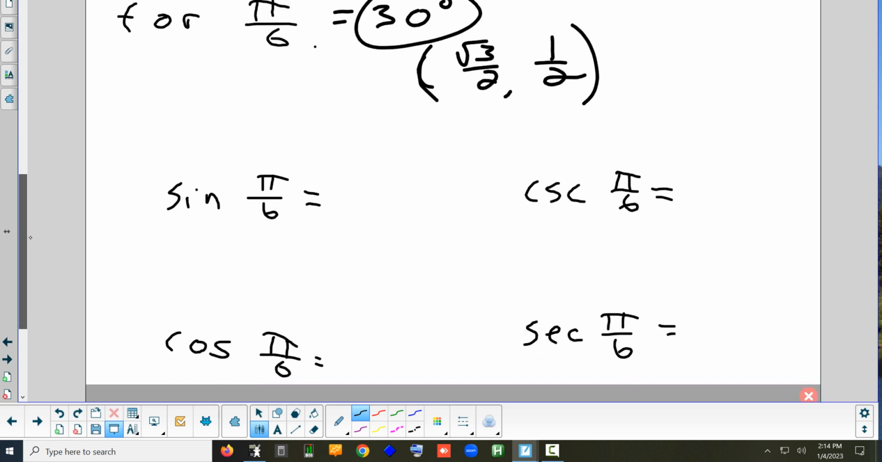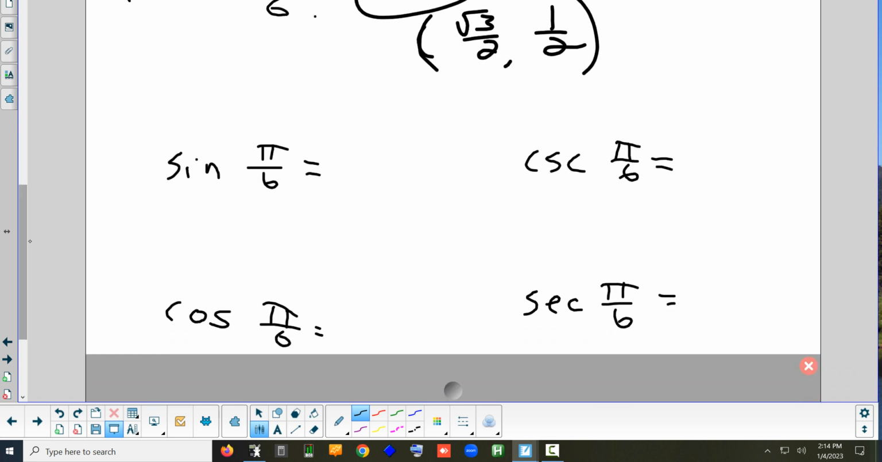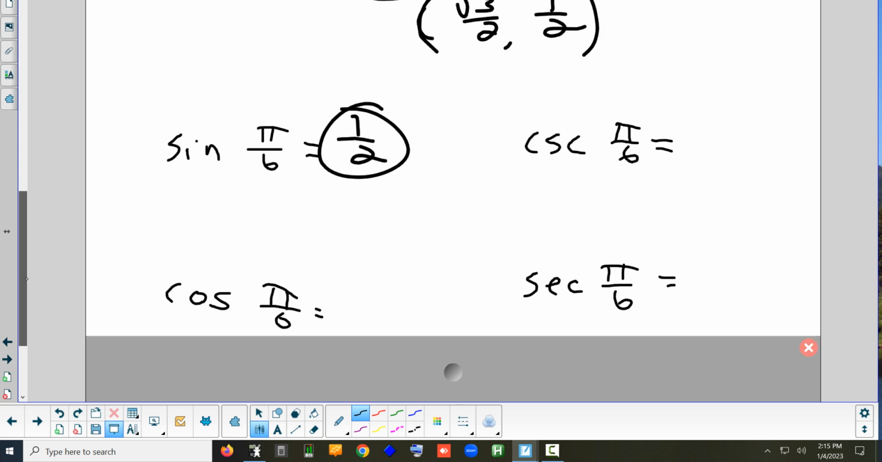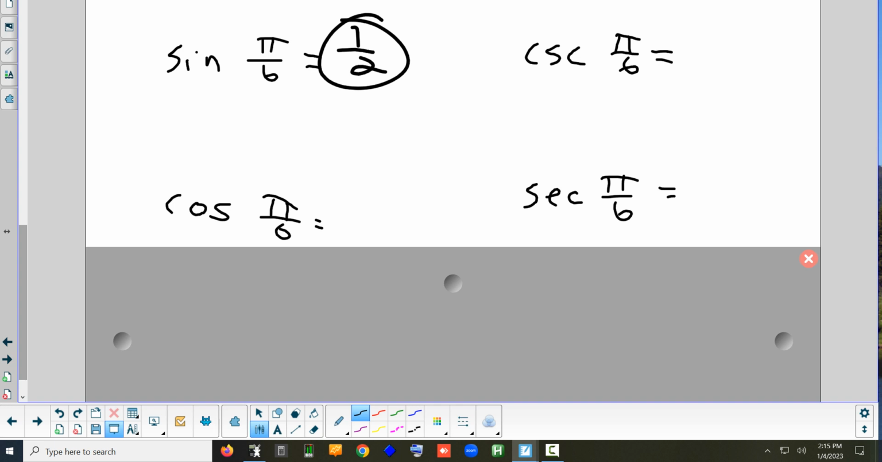Gavin, what's my sine there? Would it be 1/2? Yep, sine is going to be the y, and this time the y coordinate is 1/2. So there's my sine. Good. Ryan, what about my cosine? Square root of 3 over 2. It's going to be my x, square root 3 over 2.